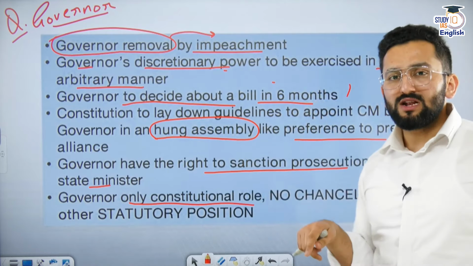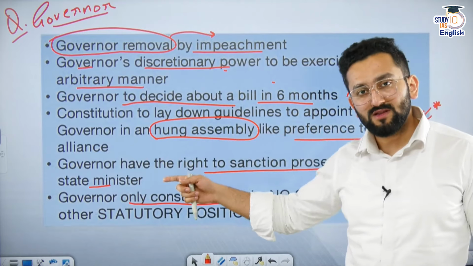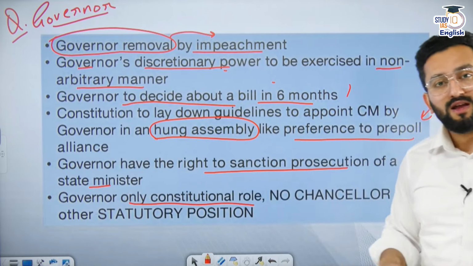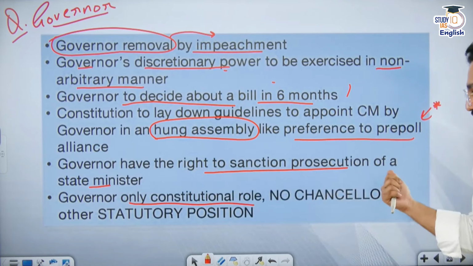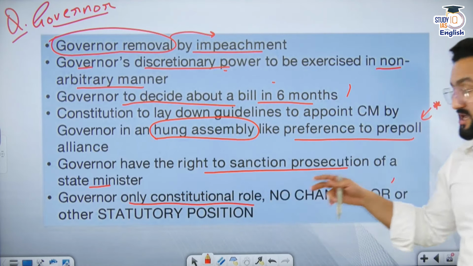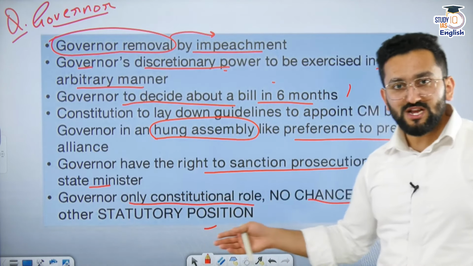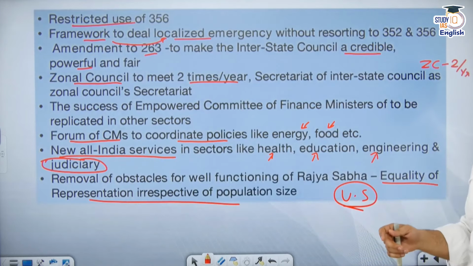Although the Punchhi Commission said that pre-poll alliance should be given the preference, meaning an alliance of parties which was made before the election, right? The governor has the right to sanction prosecution of a state minister. Governor only has a constitutional role. The governor should not have the role of chancellor and have some statutory position other than this, right? So this was the recommendation of the Punchhi Commission.